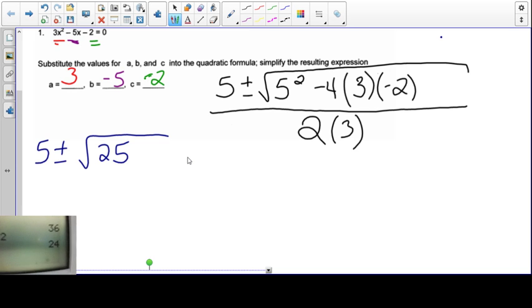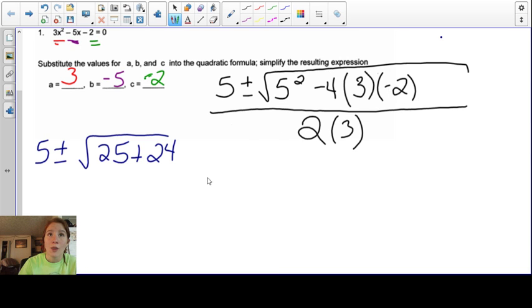Because it's positive 24, I'm going to write plus 24 here. I know originally it was minus, but I ended up getting this minus away when I multiplied it by a negative 2. That part has to all be done in your calculator so you don't mess up the sign. So again, I hit negative 4 times 3 times negative 2, and that got me a positive 24. Because it's positive, I write positive.